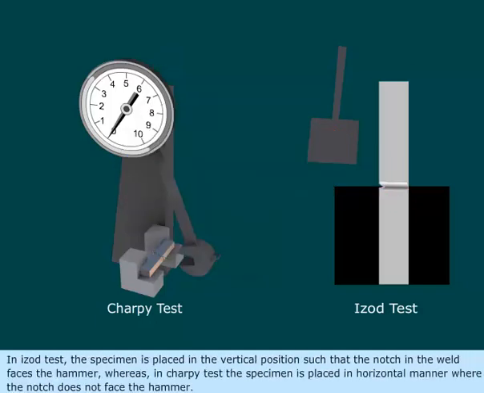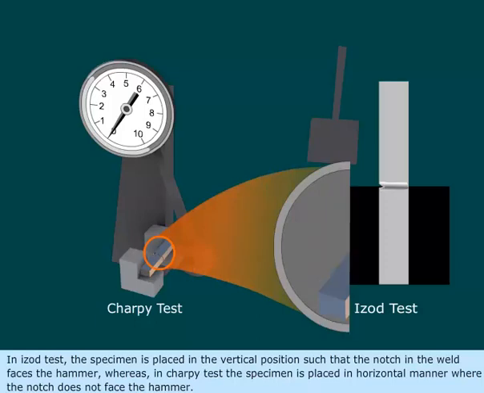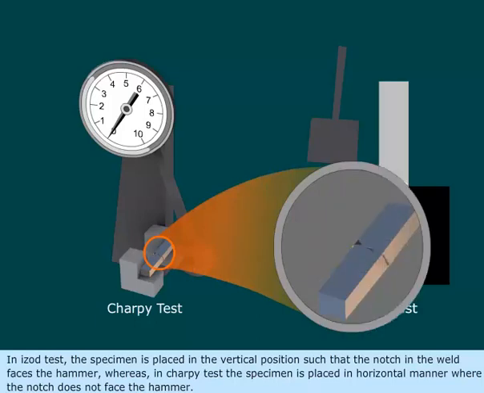In Izod test, the specimen is placed in the vertical position such that the notch in the weld faces the hammer, whereas in Charpy test, the specimen is placed in horizontal manner where the notch does not face the hammer.